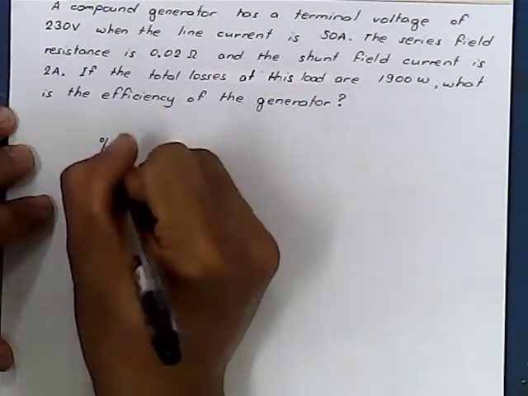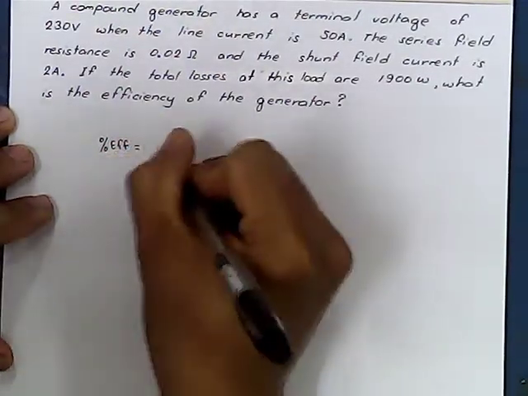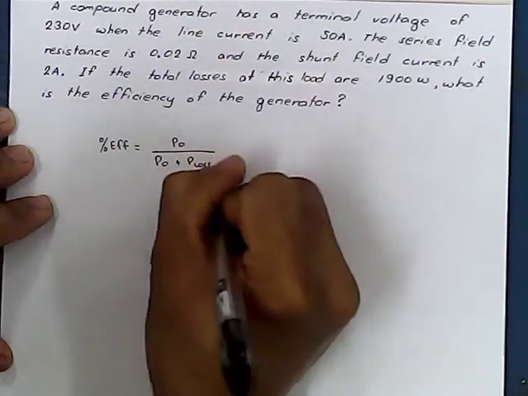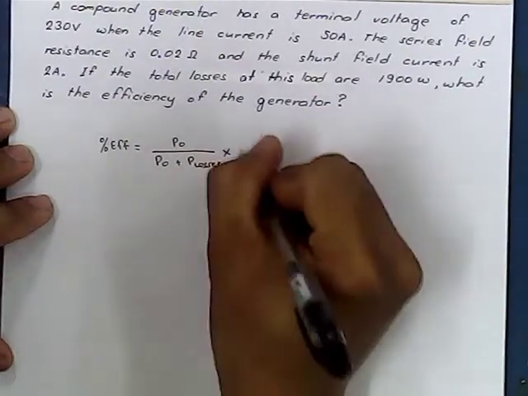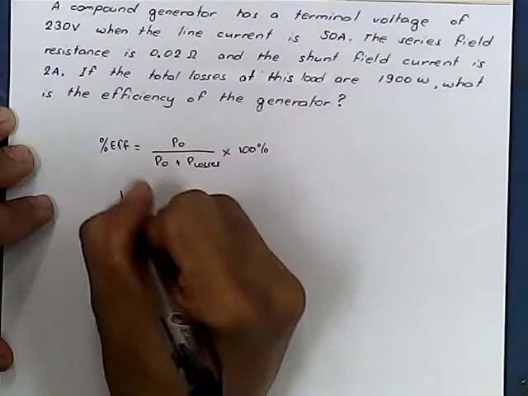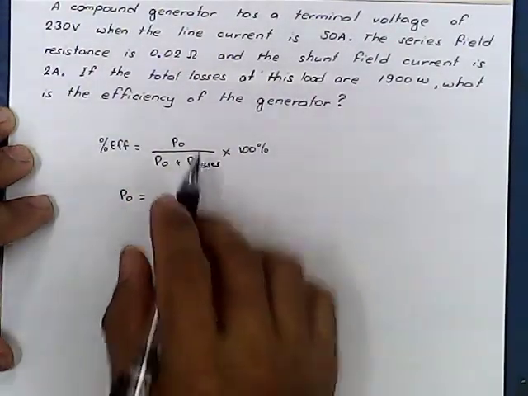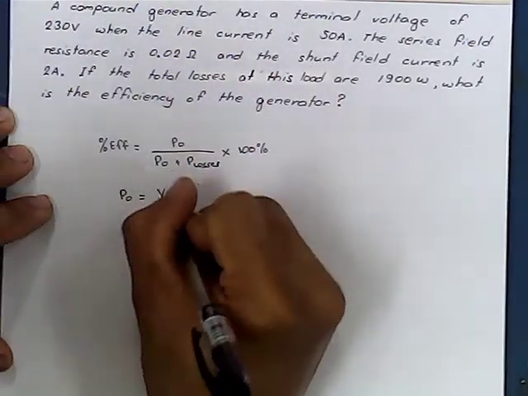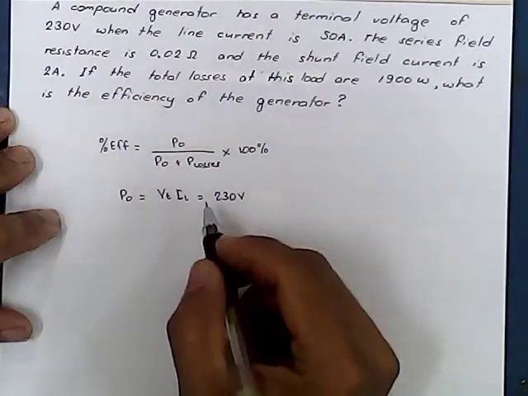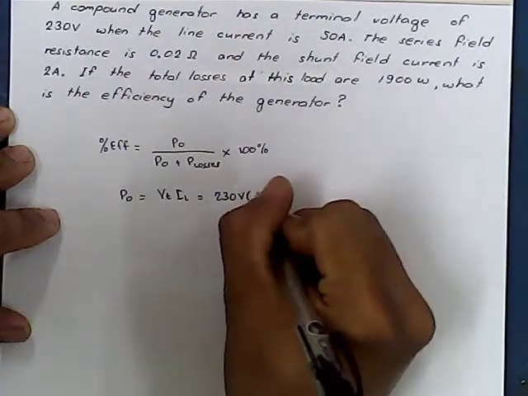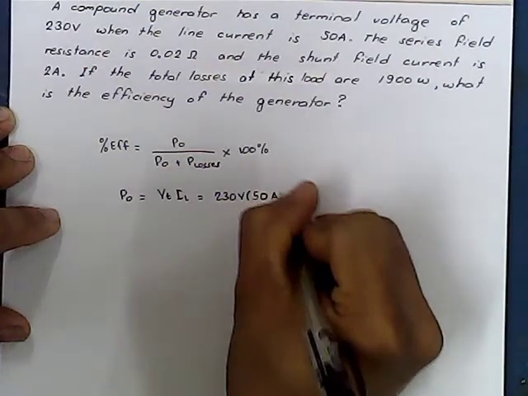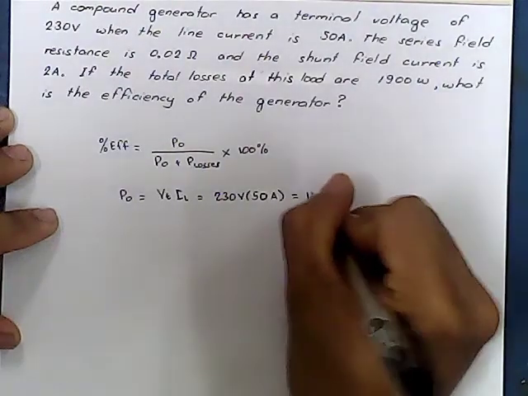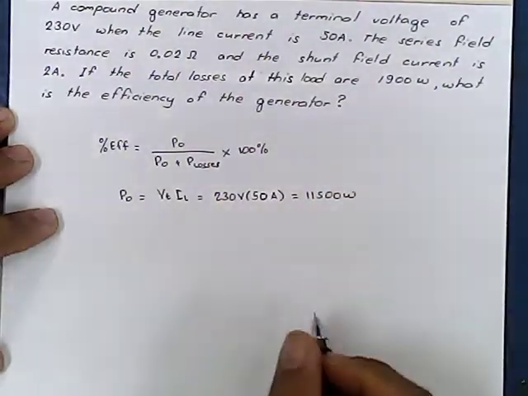Again, the formula percentage efficiency equals the power output, divide this by the power output plus the power losses times 100%. For the power output, that is simply the terminal voltage, multiply that by the line current. So the terminal voltage times the line current, that is 230 volts times 50 amperes. This is 11,500 watts.